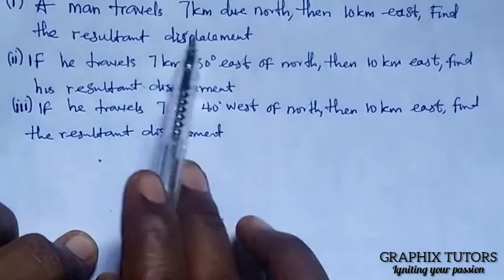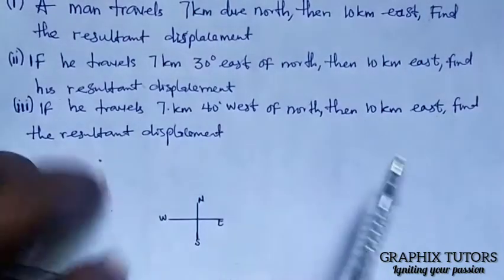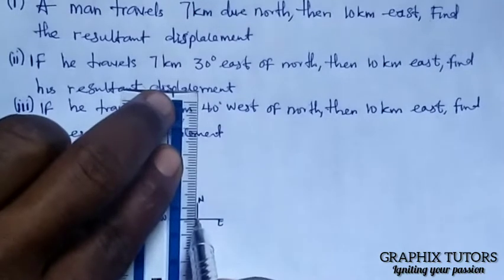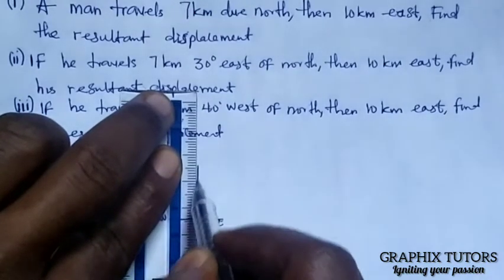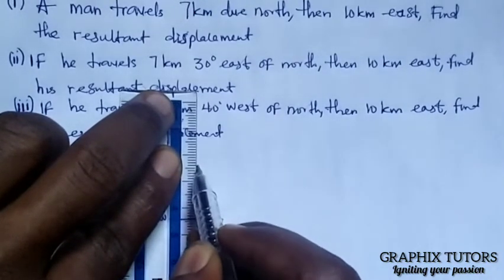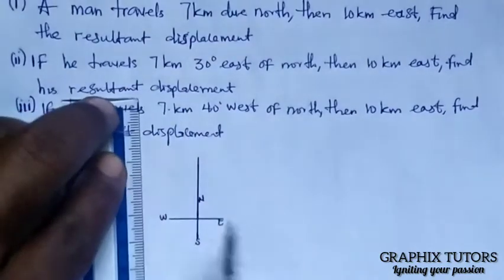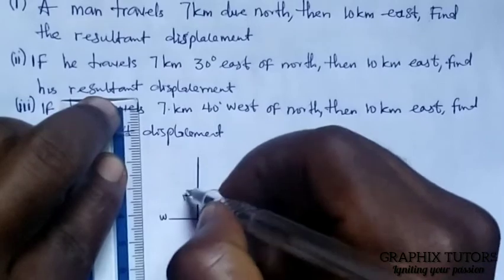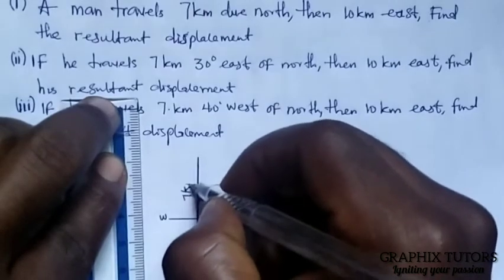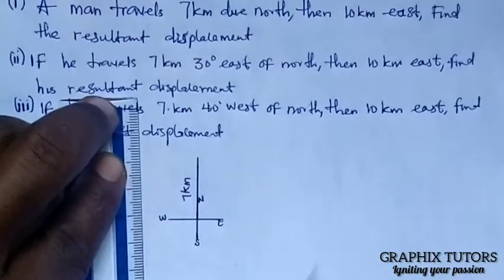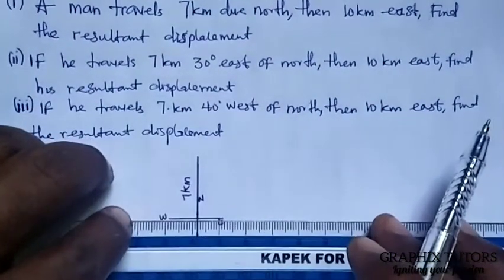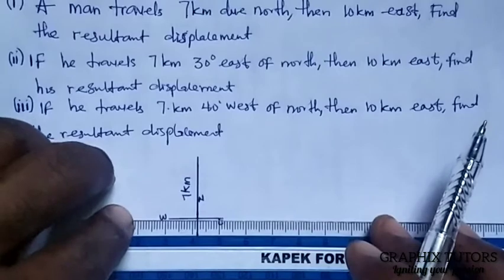Now it says the man travels 7 km due north. This is due north, so I'm going to extend the north this way, right? So let me stop here. That is 7 km, and 10 km due east. And I will extend the east in this direction.